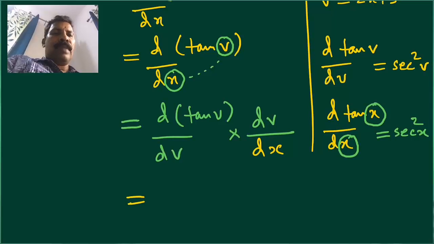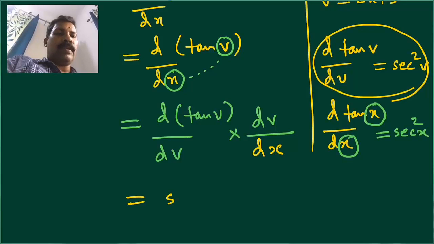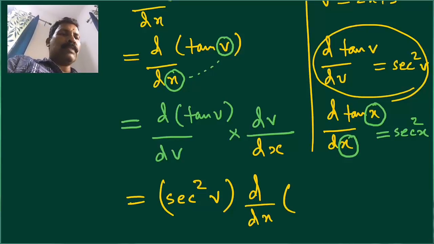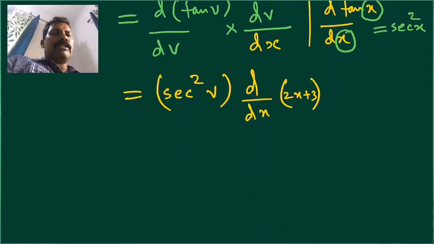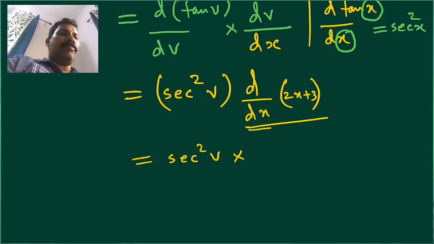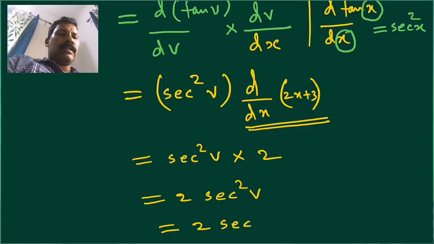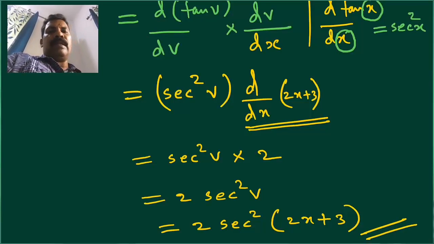Then what happened, that is derivative of tan v with respect to v. I told you that is nothing but sec squared v. So we can write sec squared v into d by dx of what is v? v is nothing but 2x plus 3. So we can write that is equal to sec squared v into derivative of 2x plus 3, that is 2. So that is 2 sec squared v, v means 2x plus 3. This way we can complete the derivative.